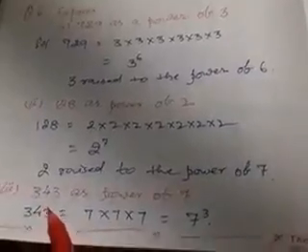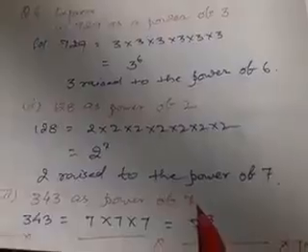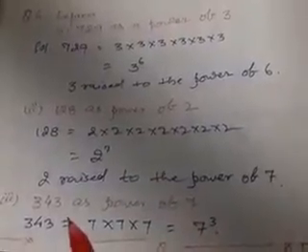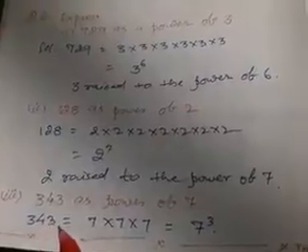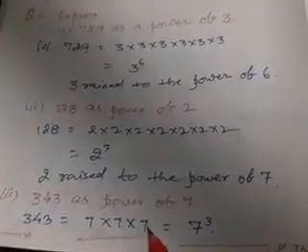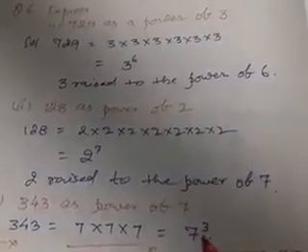The last question of this exercise is 343 as a power of 7. Dear students, at first we find the prime factors of 343, that is 7 into 7 into 7, which is equal to 7 to the power 3 or 7 cube.